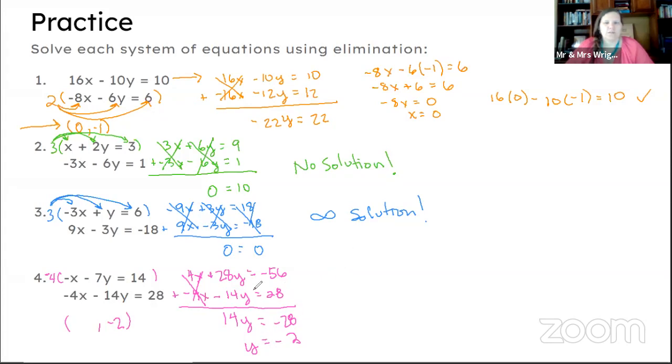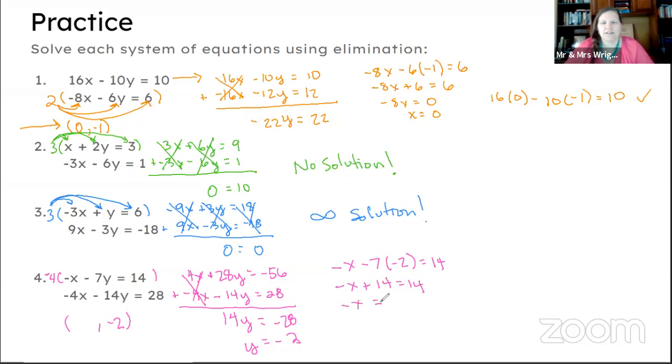Okay, so now I need to substitute. I need to pick one of these equations to plug my y into. And I'm going to choose the top one. So negative x minus 7 times negative 2 equals 14. All right, negative x is going to stay the same. Negative 7 times negative 2 is going to be a positive 14. And that makes sense. There are two negatives, so it's going to be a positive number, and double 7 is 14. Negative x plus 14 equals 14.